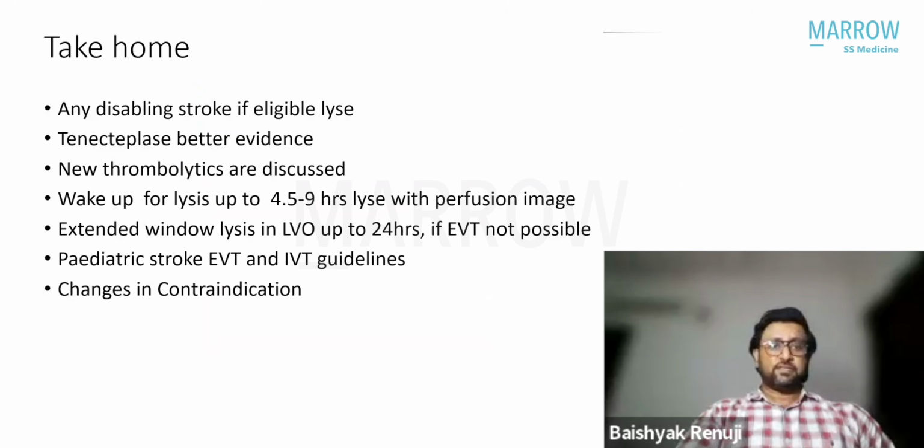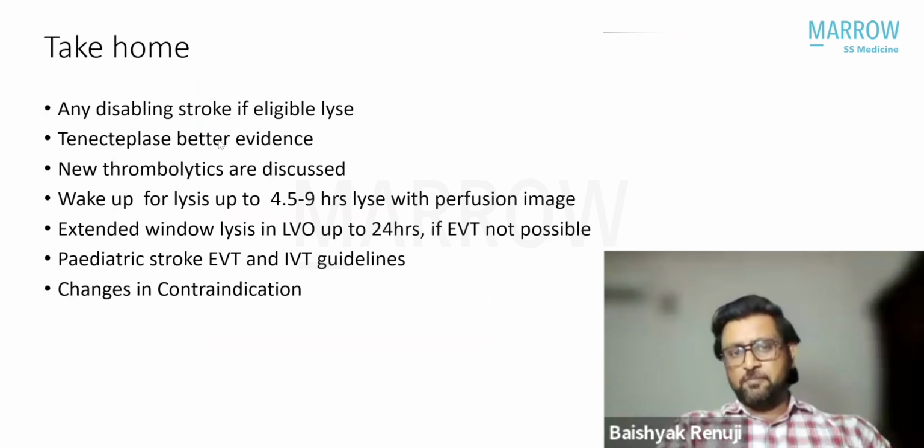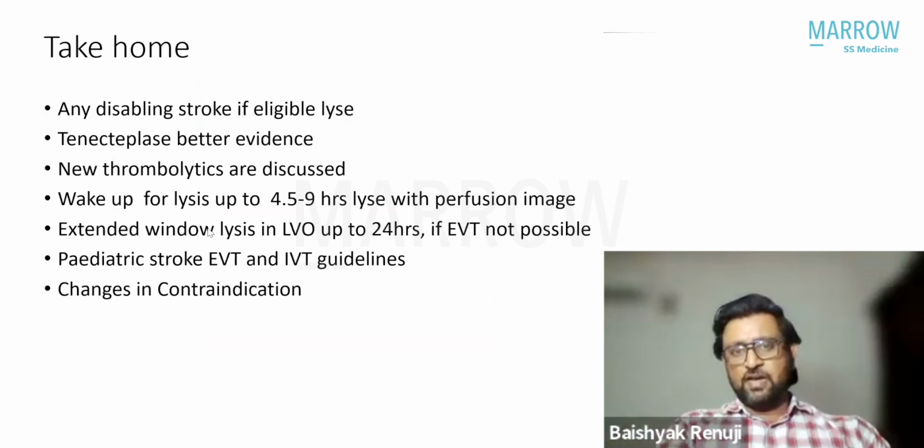Take home from the thrombolysis: basically any disabling stroke, if eligible, lyse. Tenecteplase, better evidence is there. New thrombolytics are discussed. Wake-up stroke or lysis up to 4.5 to 9 hours. Always think from wake-up after 4.5 hours, it requires CT perfusion. Extended lysis of LVO up to 24 hours if EVT is not possible, again based on salvaging penumbra.